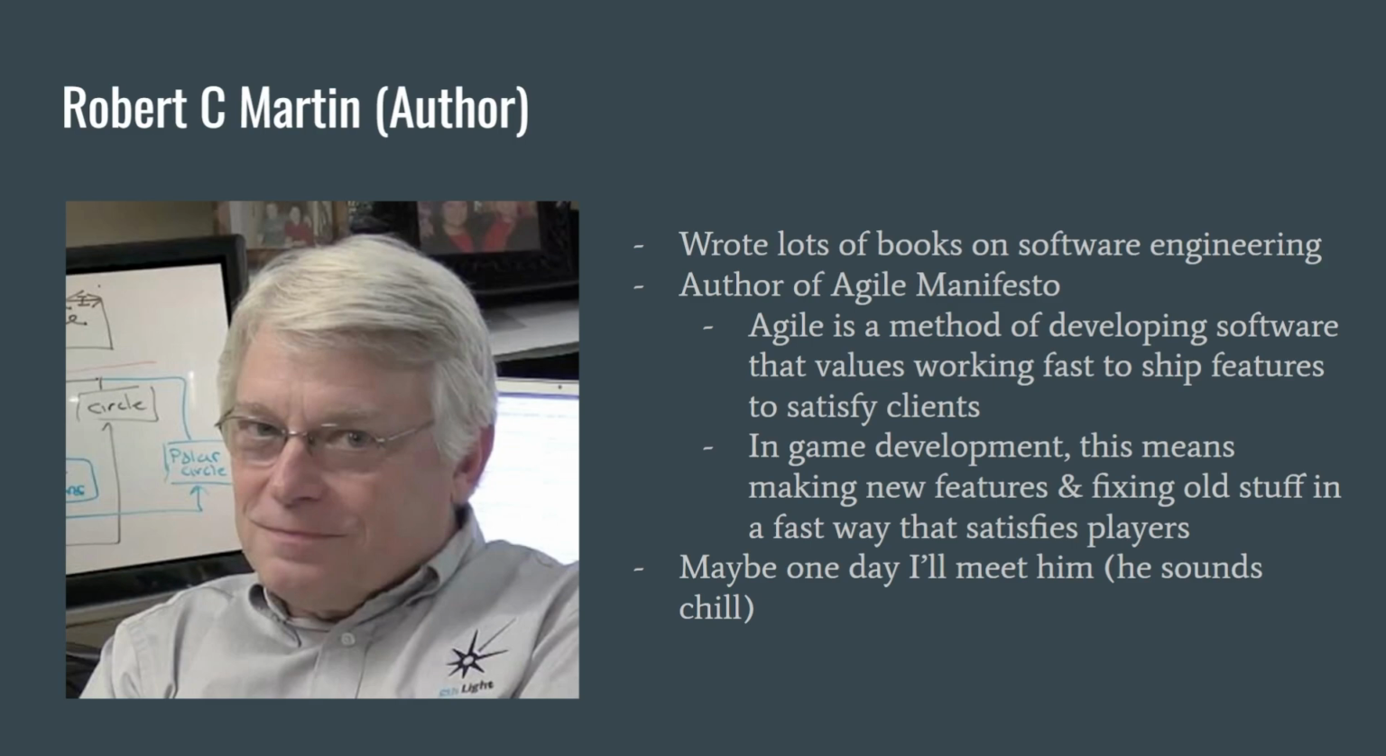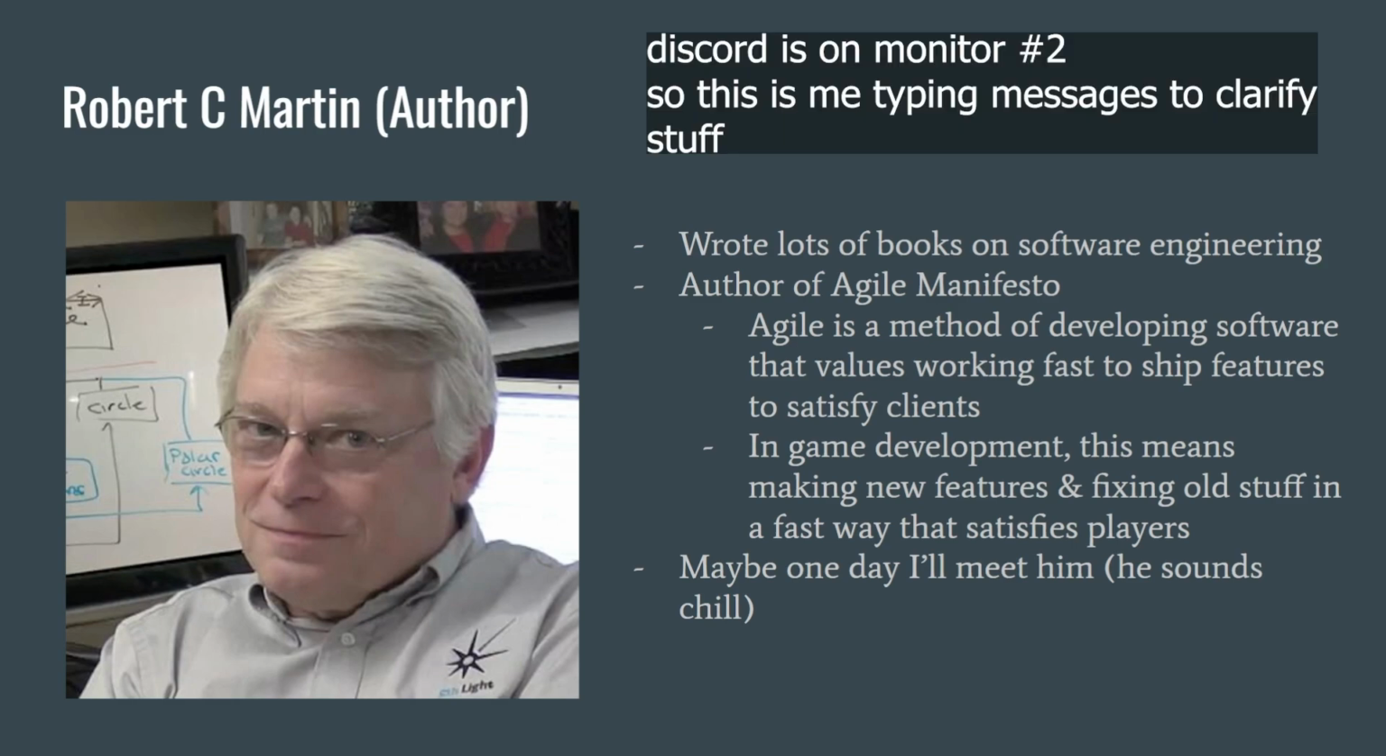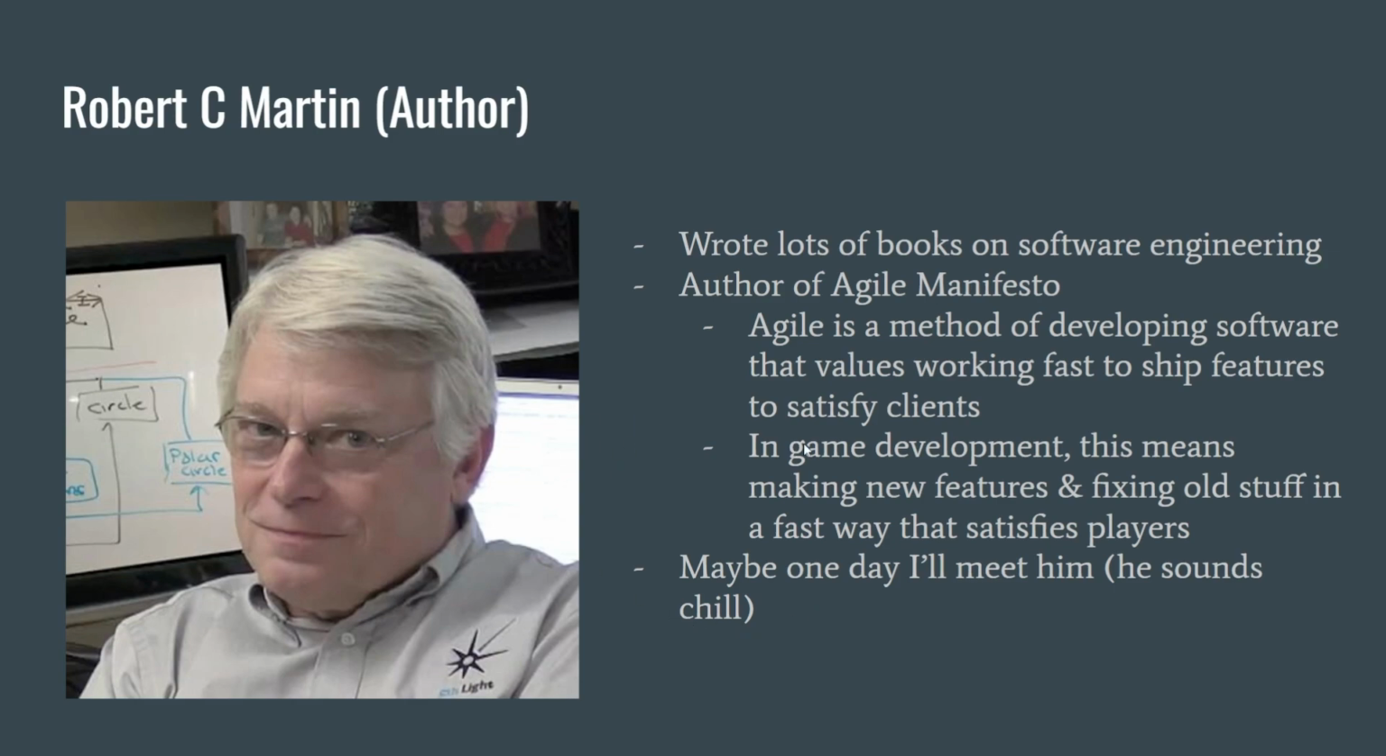But in game development, we're not trying to satisfy clients all the time. I guess our primary customers would be players, so we're trying to satisfy players. So in game development, this whole agile thing that he worked on basically means make a bunch of features, fix a bunch of old stuff, and do it in a fast way and satisfy players. So it's a way of thinking about writing software. So that's what agile is. And maybe one day I'll meet him. This guy sounds pretty chill.